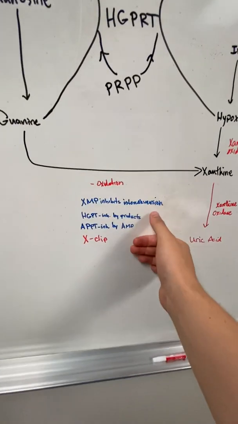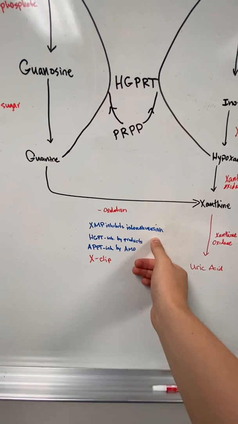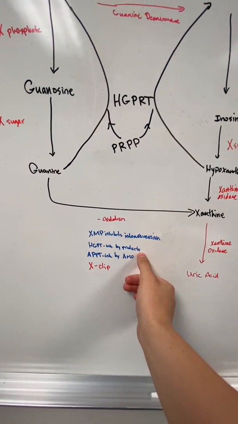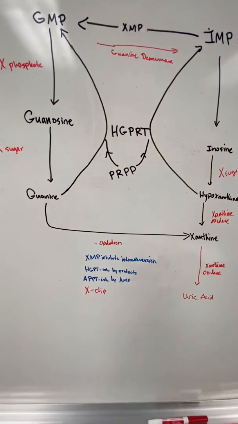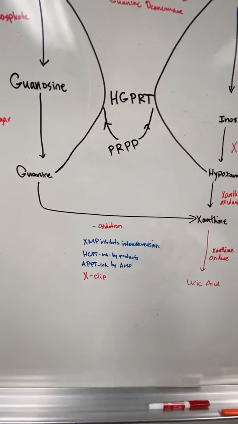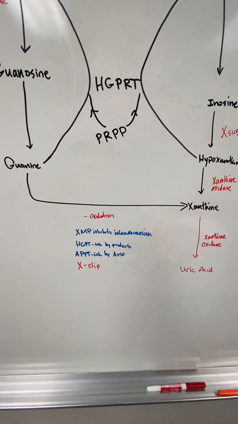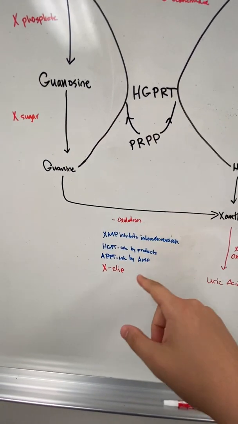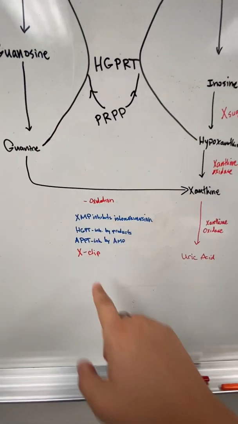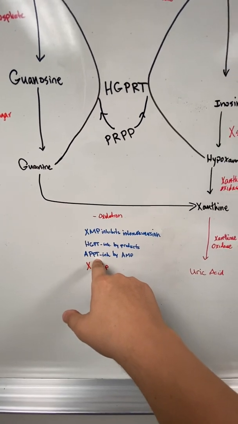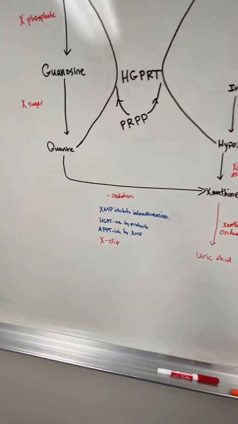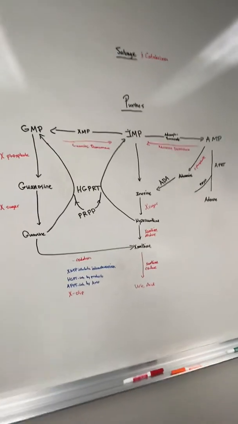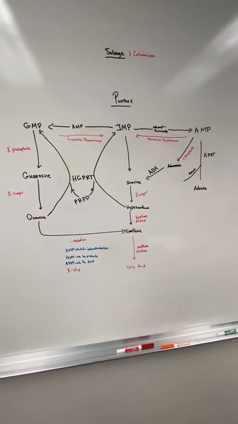So here I have the XMP inhibits interconversion. HGPRT is inhibited by the products. So if we have GMP, we don't need it, then we're not gonna go back to it, we're just gonna inhibit it. This is supposed to be APRT, not APBT, but APRT. And it's, again, inhibited by the products. So that's pretty much purines. It's a pretty simple diagram to understand.